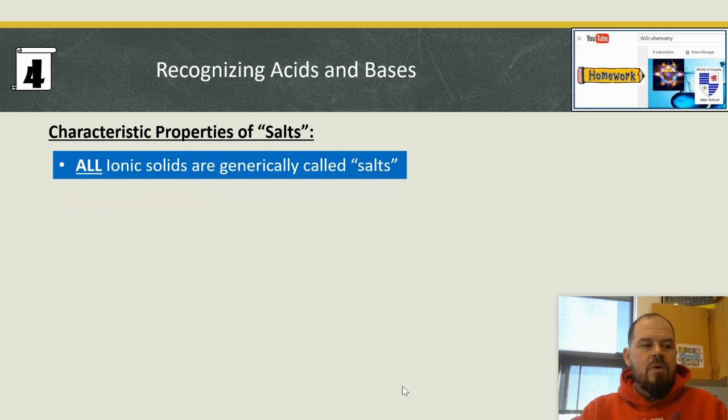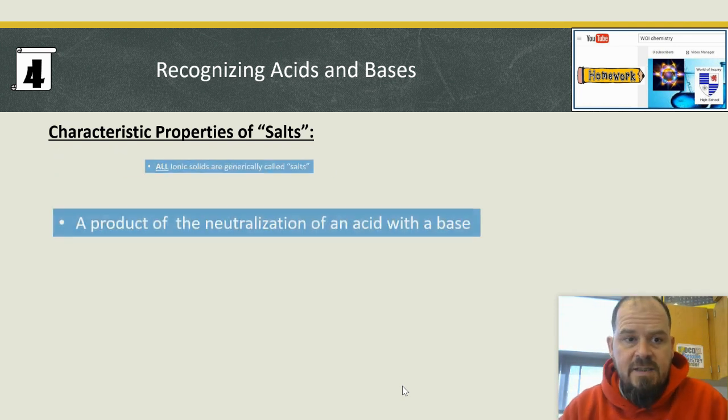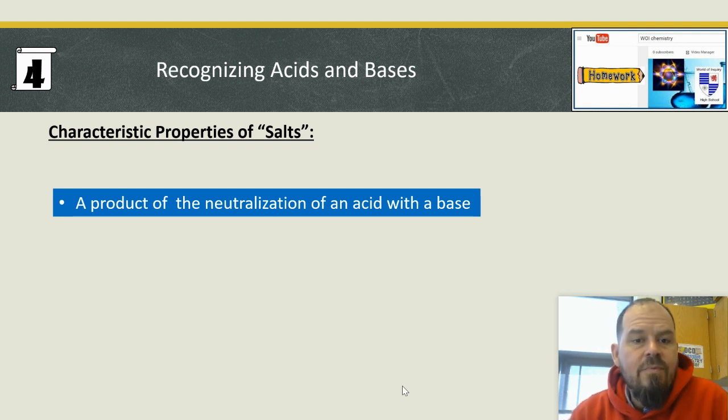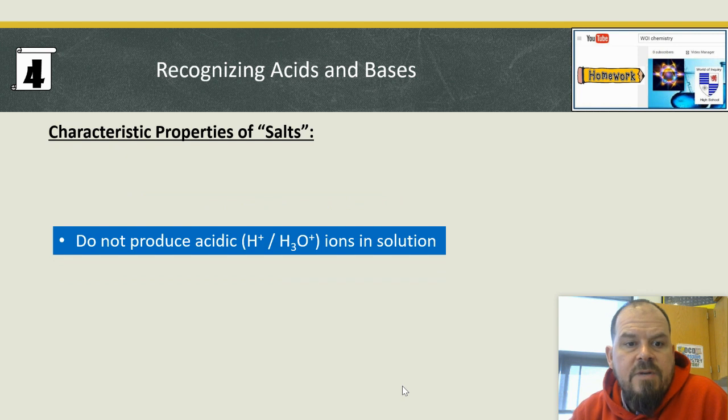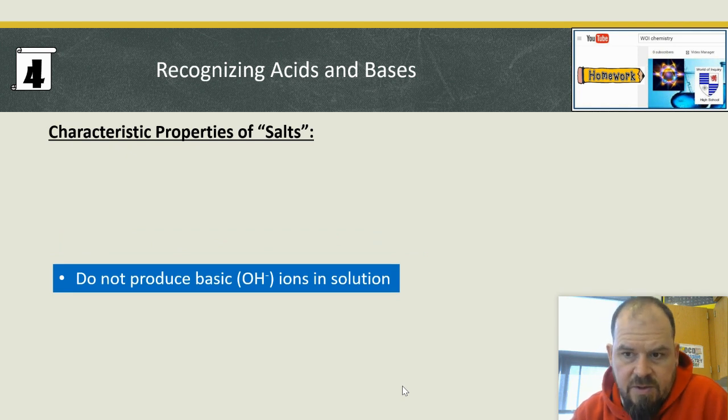All right, this is one of those things I just need you to learn this unit, because we're going to get into the double replacement reactions for neutralization soon. So a salt is a generic word for any ionic solid. When I say salt, I'm not saying table salt. I'll specifically call it table salt or NaCl. This is the product of a neutralization reaction with an acid and a base. They do not produce acidic H+ in solution. They do not produce basic OH- in solution.